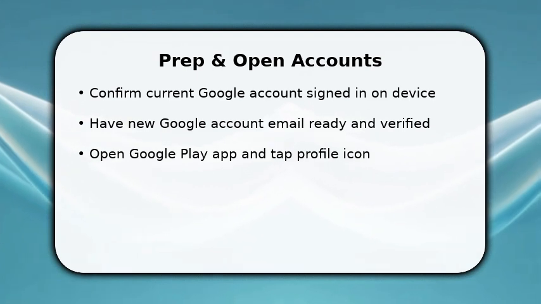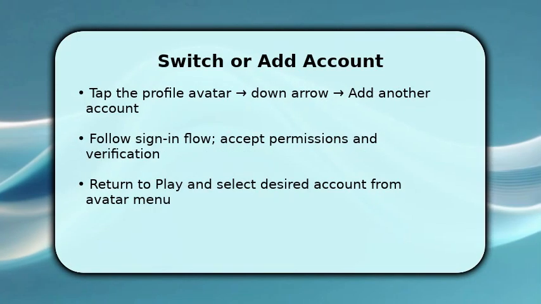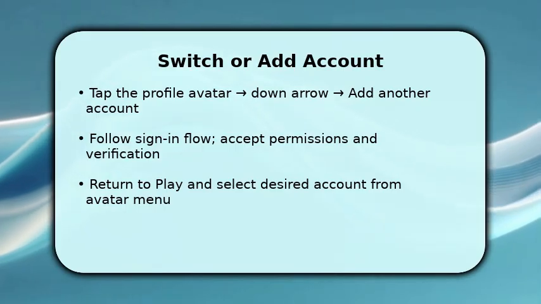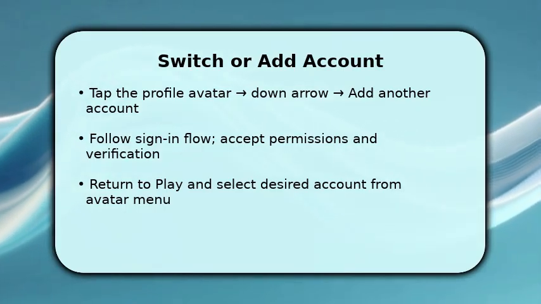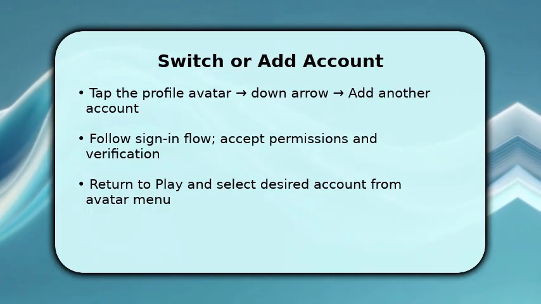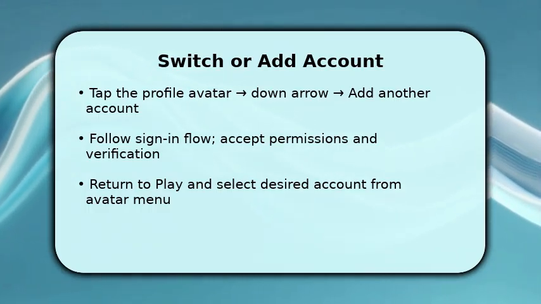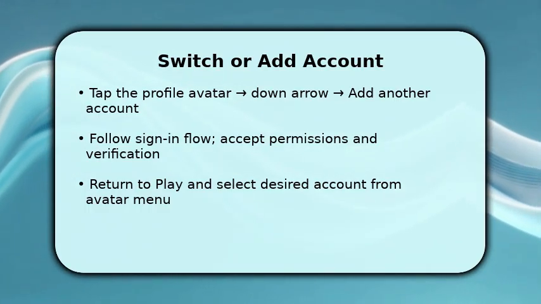Tap the profile avatar, then the down arrow and choose Add another account to sign in. Follow the sign-in flow, complete verification steps, and accept permissions so the new email is recognized by Google Play. This links the account to device services.